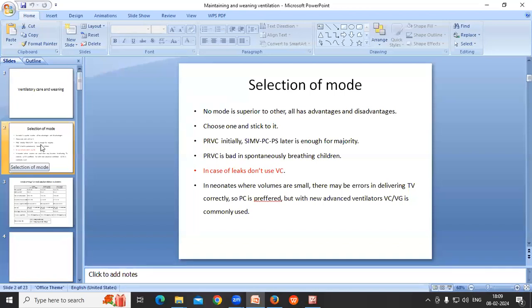Regarding selection of mode, what mode is the best mode? We have already covered the different modes and the advantages of each mode. Which can be used for every child? Name one mode which can be used for any child. PSIMV mode, sir. PSIMV mode. Why? Why PSIMV mode? Why not BSIMV mode? Why not PCV? Why not VCV? We have PRVC.